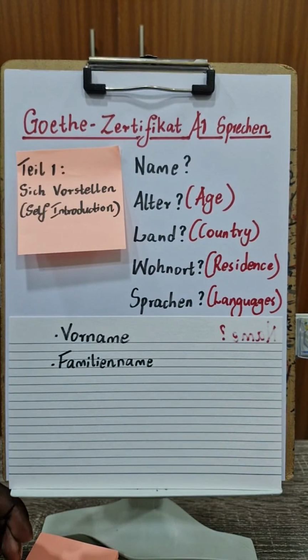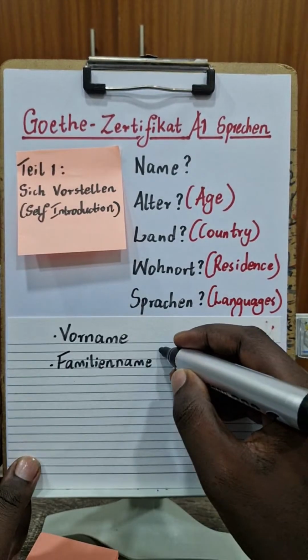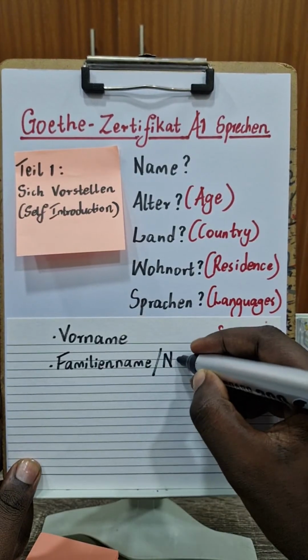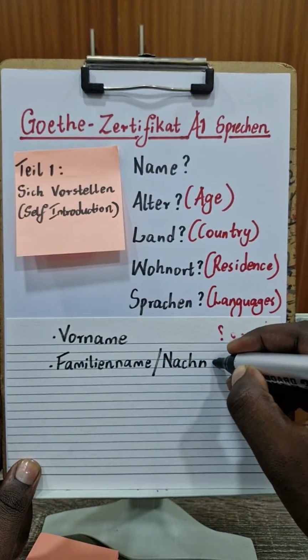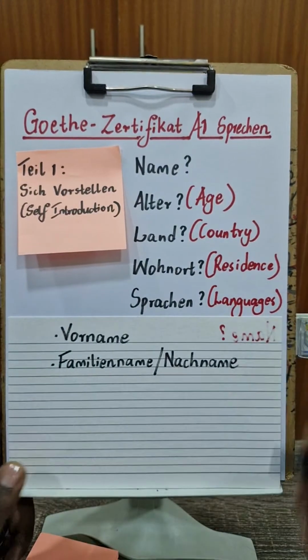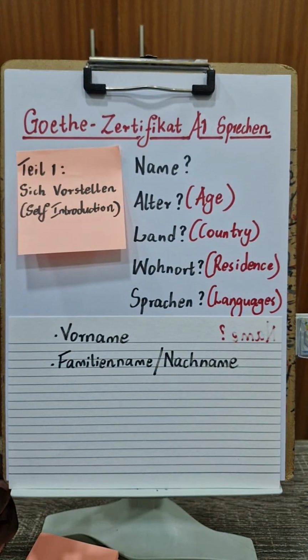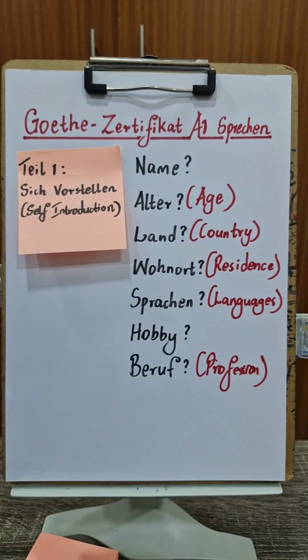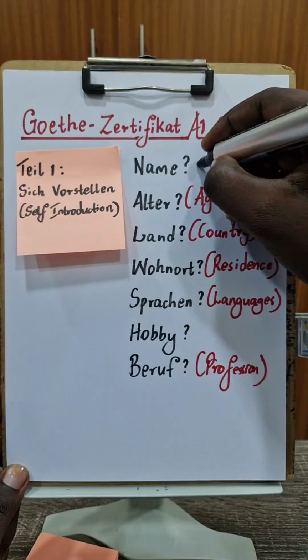Familienname. That's the family name, right? This one is the same as Nachname. You can either call it Familienname or Nachname. All right? So these are the names they would ask you for. So, anyways, you've now seen how to say your name.